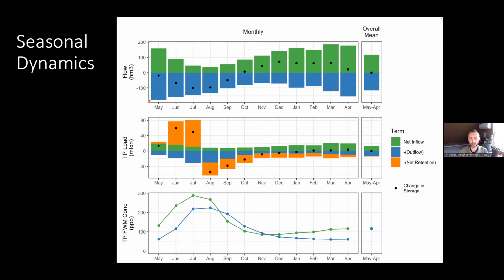These are just long-term average monthly values going from May to April. So for flows on the top, we've plotted these so that anything leaving the lake is a negative value and anything coming in is a positive value. You can see in the summer, outflows are greater than inflows, and these dots represent the change in storage. And so that's negative. During the summer, there's more outflow than inflow, and the lake surface is dropping because the volume is getting smaller.